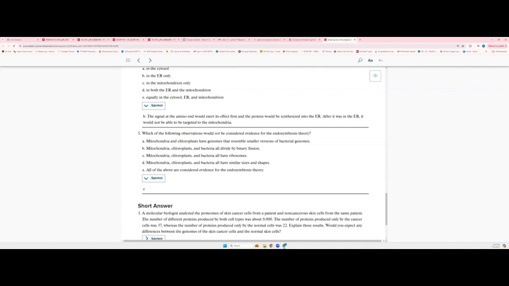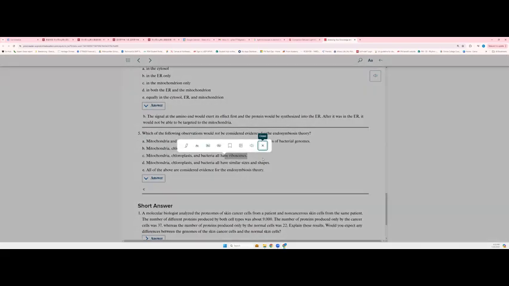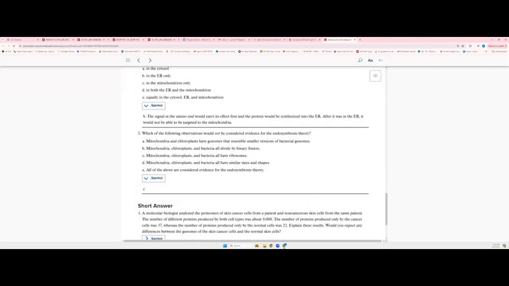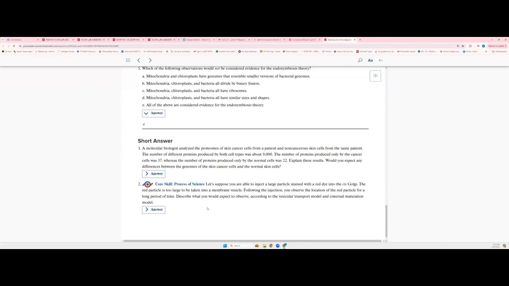But it doesn't have a mitochondria. It doesn't have a ribosome. Ribosome only exists in the nucleus. So C is not considered. And let's talk about the next one.